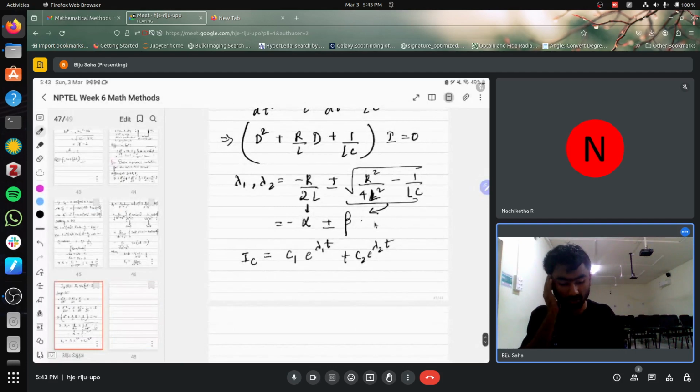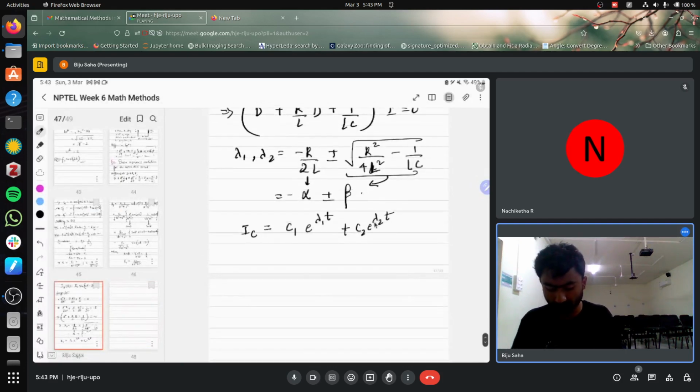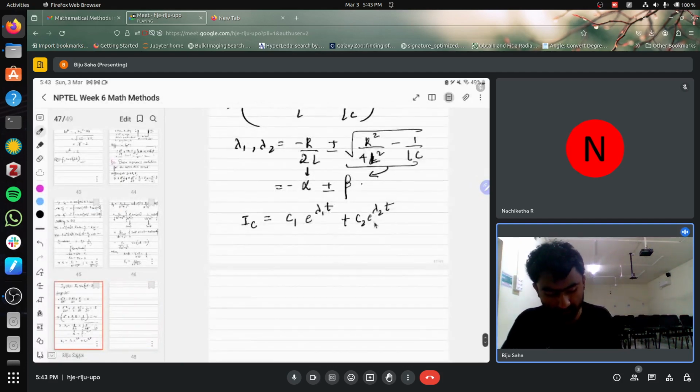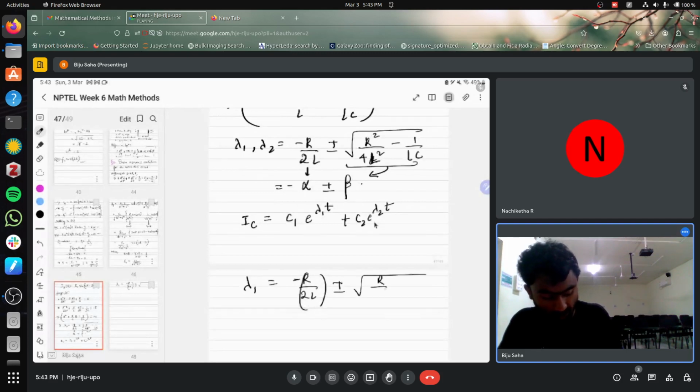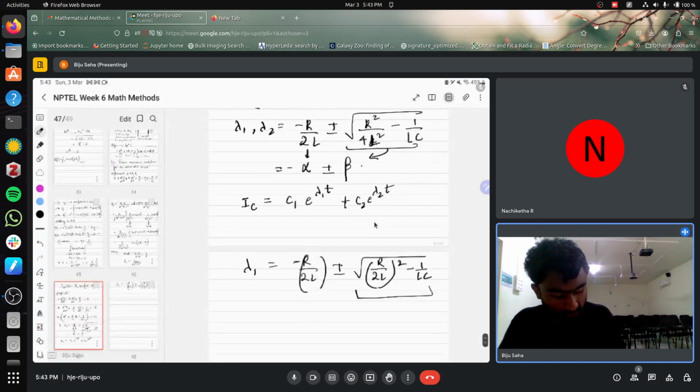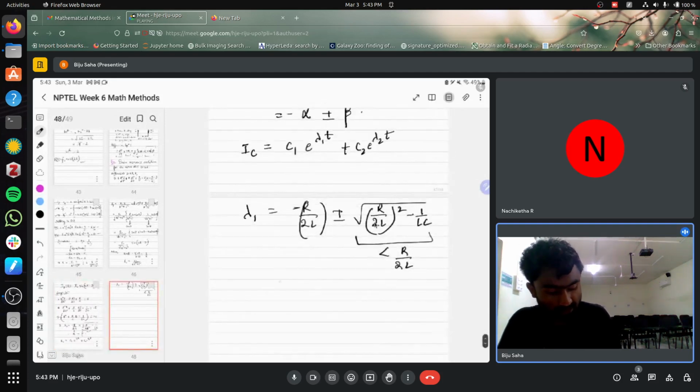Yeah. So again you see that the roots are clearly negative. The root lambda 1 is basically minus R by 2L, and the next term is subtracted from the R by 2L. So this thing is obviously less than R by 2L. So that says that both lambda 1 and lambda 2 are negative.